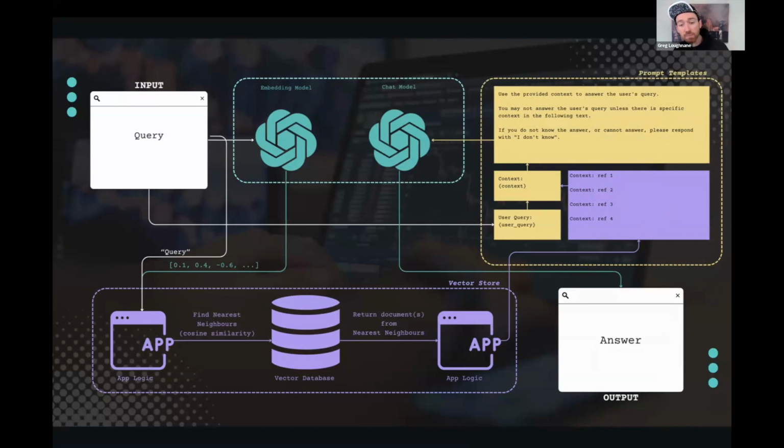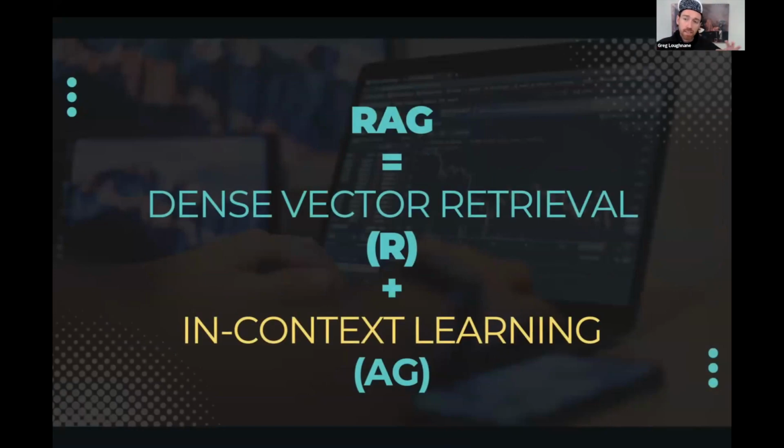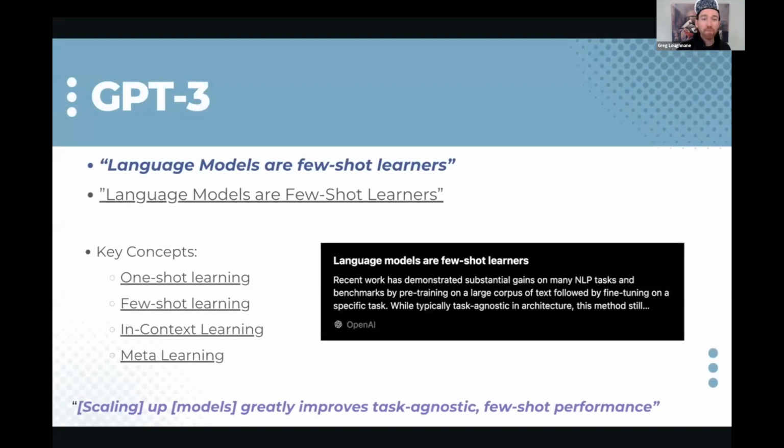So this prompt template piece is containing this idea of in-context learning. Where does in-context learning come from? In-context learning comes from the classic paper, right? Language Models are Few-Shot Learners. This is GPT-3 during the release. They introduced key concepts like one-shot learning, few-shot learning, in-context learning, here we are, and meta-learning, which is pretty meta.